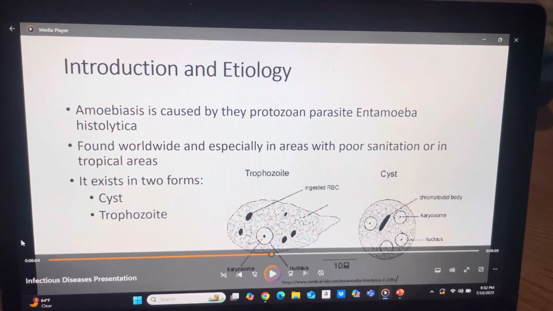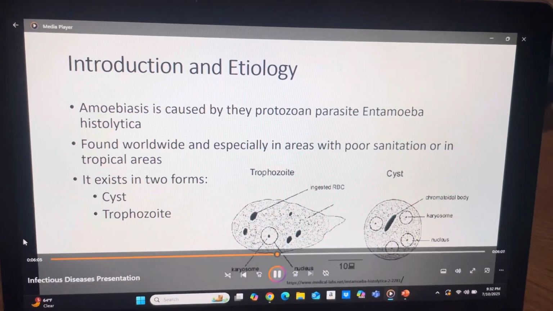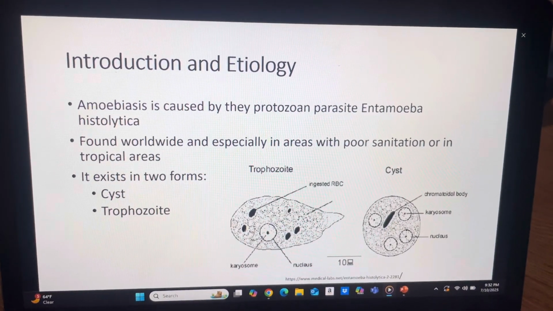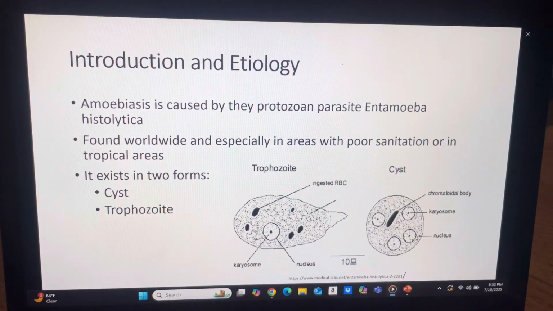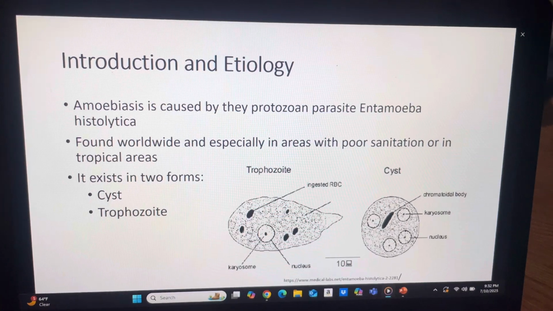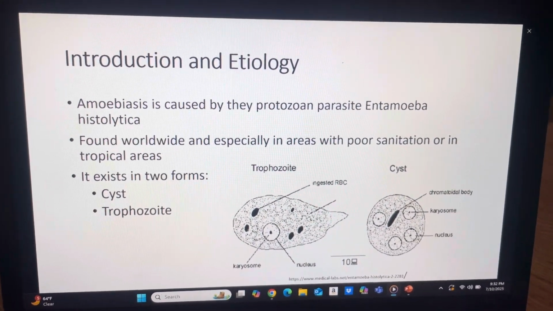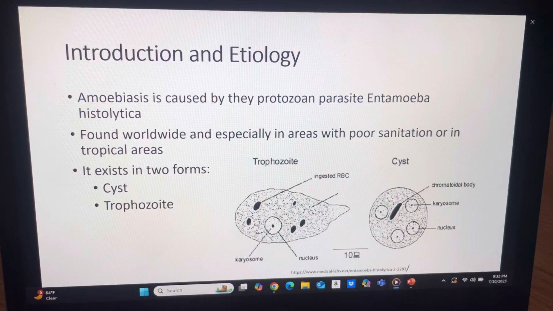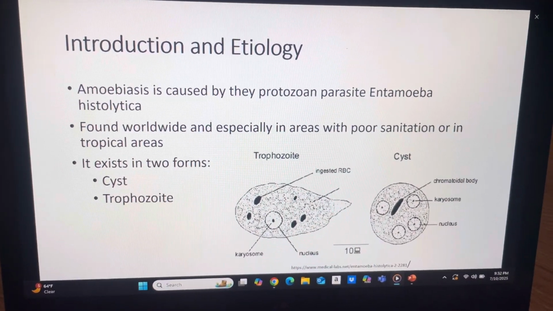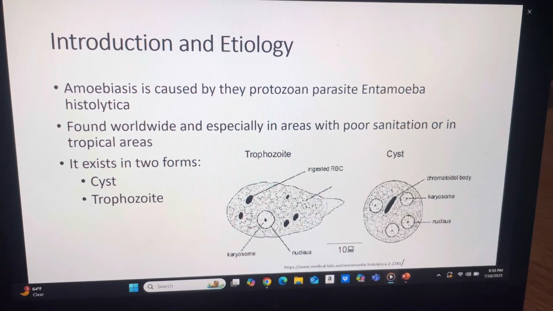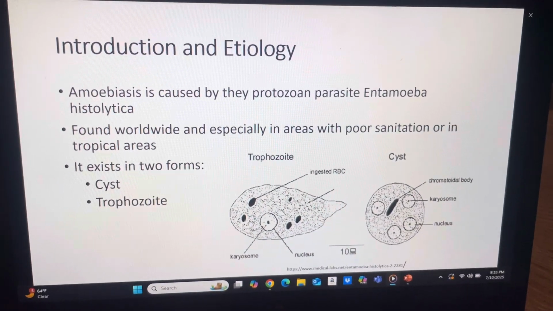Introduction and etiology. Amoebiasis is caused by the protozoan parasite Entamoeba histolytica. It's found worldwide, especially in areas with poor sanitation or in tropical areas, and it exists, again, in two forms: the cyst, which is able to survive outside the body, and the trophozoite. And then here is a diagram of the two forms it takes, the trophozoite and the cyst.